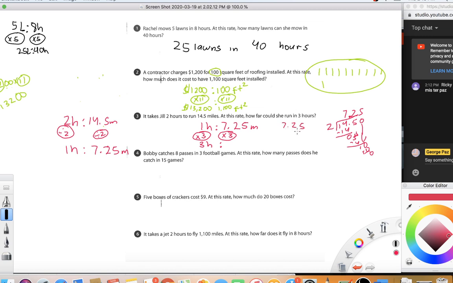7.25. This one you guys should be able to do on your own, but I'll do it anyway here. 7, 21. We have 2 decimal spots, so we're gonna skip 2 decimal spots. And let's use this highlighter. 2 decimal spots, 2 decimal spots. It's going to be 21.75. So 21.75 miles.